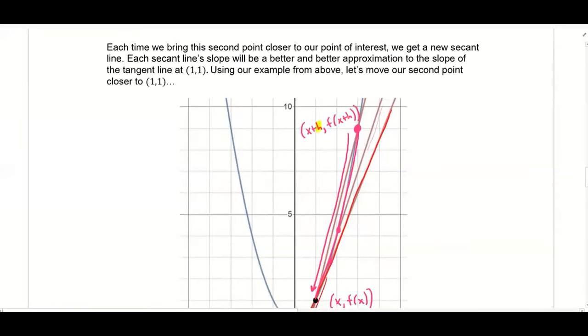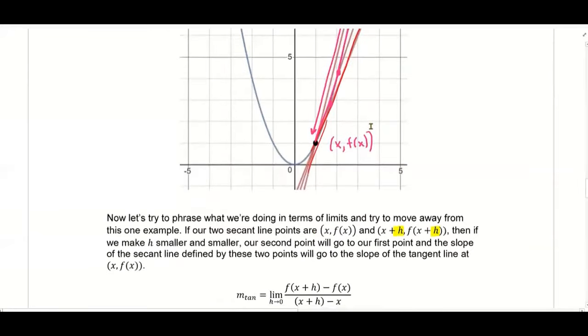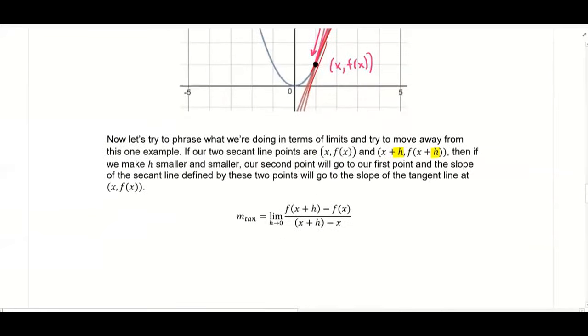And the idea is that we want this extra bit of distance between the two x-coordinates and y-coordinates to go to 0. So if we make h smaller and smaller, our second point is going to go to our first point, and the slope of the secant line is going to go to the slope of the tangent line.